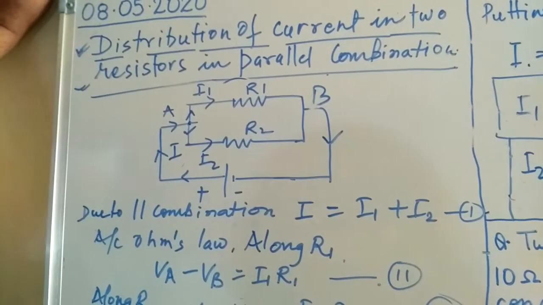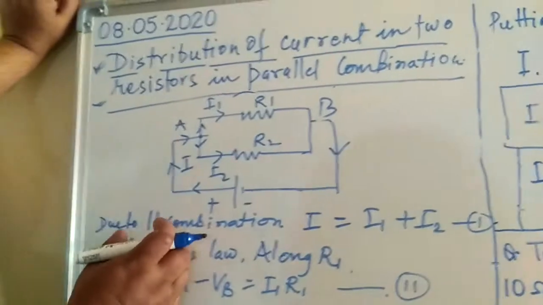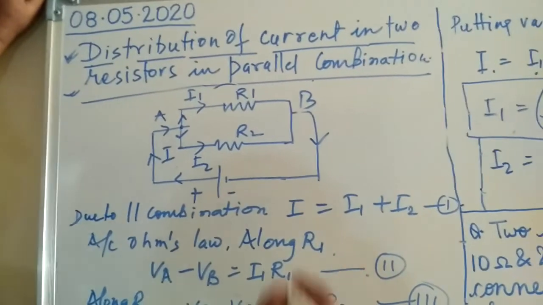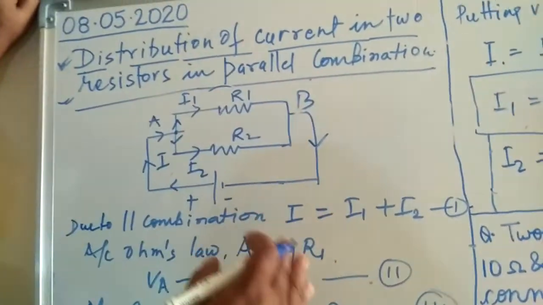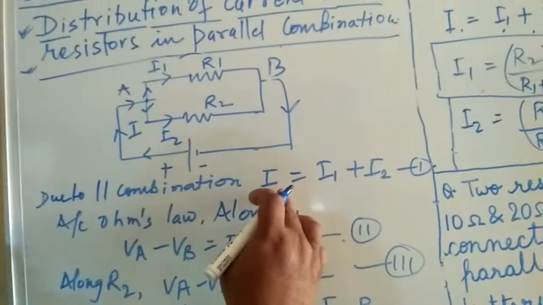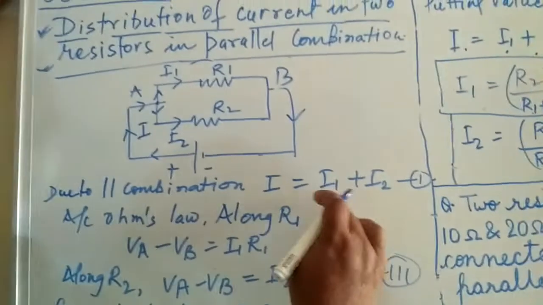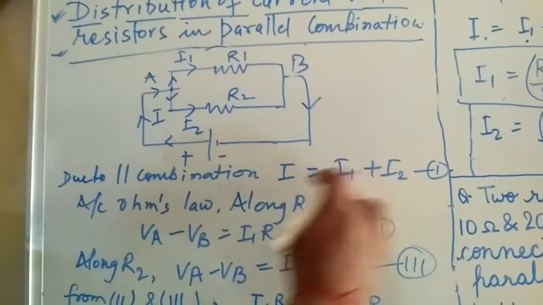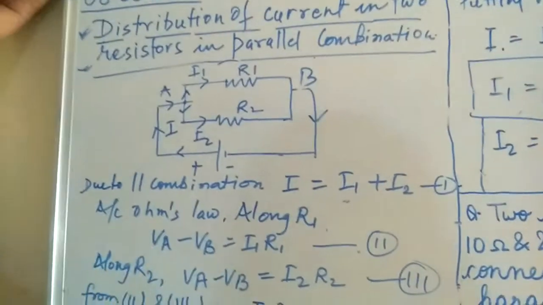From the figure, when you apply the characteristic of the parallel combination, we know that the current is distributed along the resistors. So the current I is distributed into the two resistors R1 and R2 in the form of I1 and I2. So I is equal to the sum of I1 and I2.